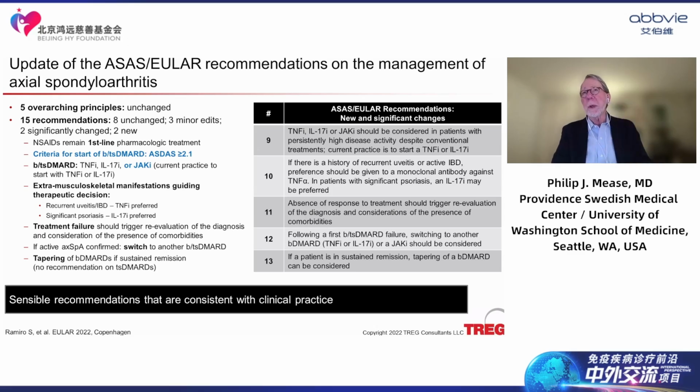Of course, if the patient has uveitis, then we will prefer to use a TNF monoclonal antibody because of its effectiveness in uveitis. If the patient has significant psoriasis, then an IL-17 inhibitor may be preferred. And then if the patient happens to have inflammatory bowel disease, then we avoid IL-17s and may use a TNF inhibitor.